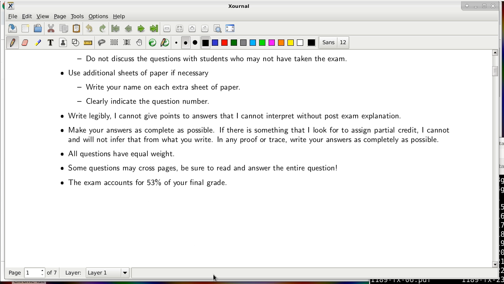Some questions may cross pages. Be sure to read and answer the entire question. And this part here obviously also does not apply. Your final exam is only going to account for 40% of your grade and not 53%.